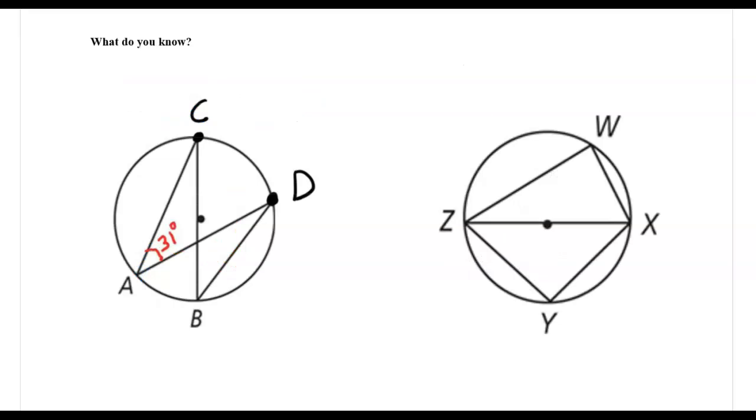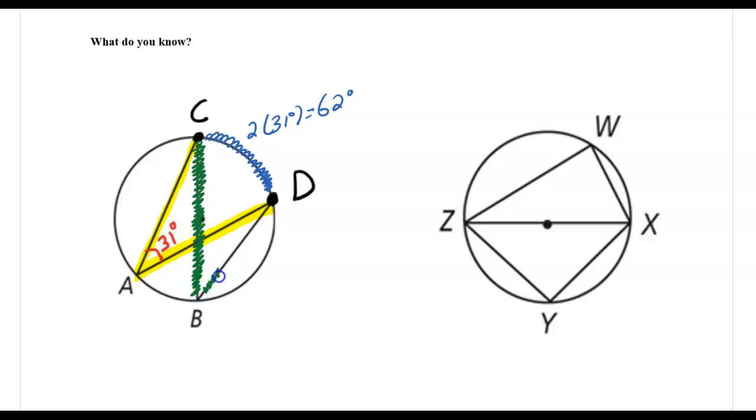The second problem in the warm-up is what do you know? So I'm going to trace this angle that is marked to be 31 degrees. So if I trace that angle that is 31 degrees, we know that CD is 2 times 31 degrees, which is 62 degrees. And then the other thing our classmate said, I'm going to trace this angle that hits the blue arc.